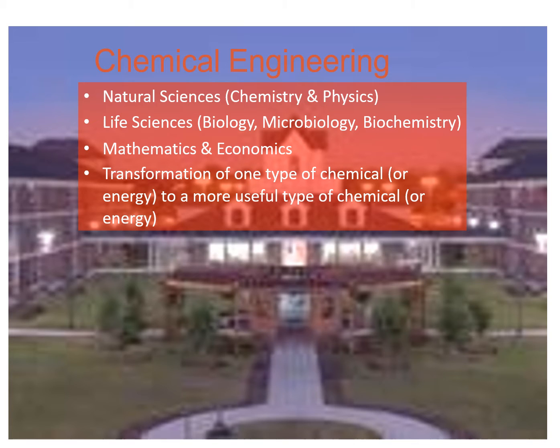The chemical engineer needs to know about natural science, that is chemistry and physics, which is the basic thing, and life science, that is biology, microbiology and biochemistry, and very important, mathematics and economics. Economics is for cost estimation and so on. And also the transformation of one type of chemical to a more useful type of chemical, so that is energy. So these are the things we have to know in chemical engineering.